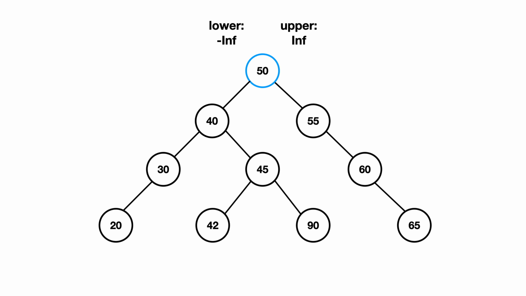We're going to initialize the lower bound to the smallest number in our language, we'll call it negative infinity, and the upper bound to the largest number, we'll call it infinity. We use the most extreme bounds just to ensure our initial range is entirely open.